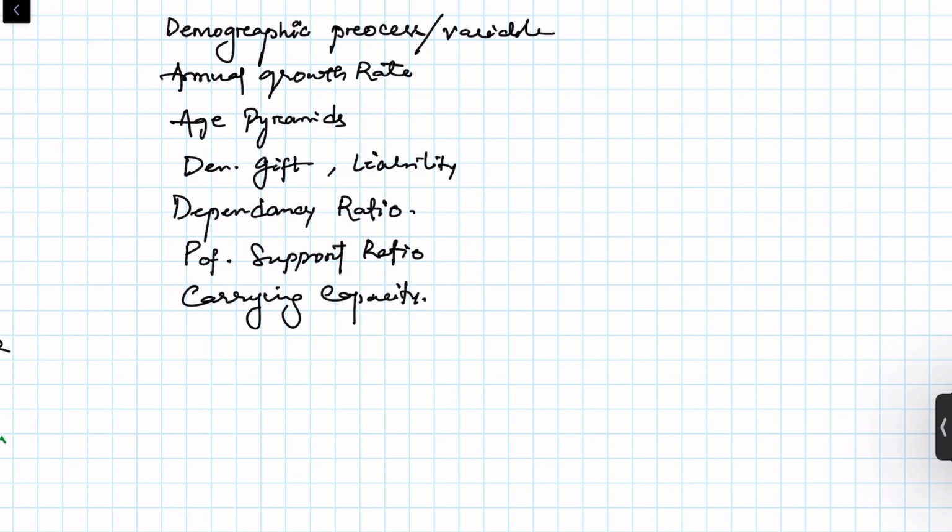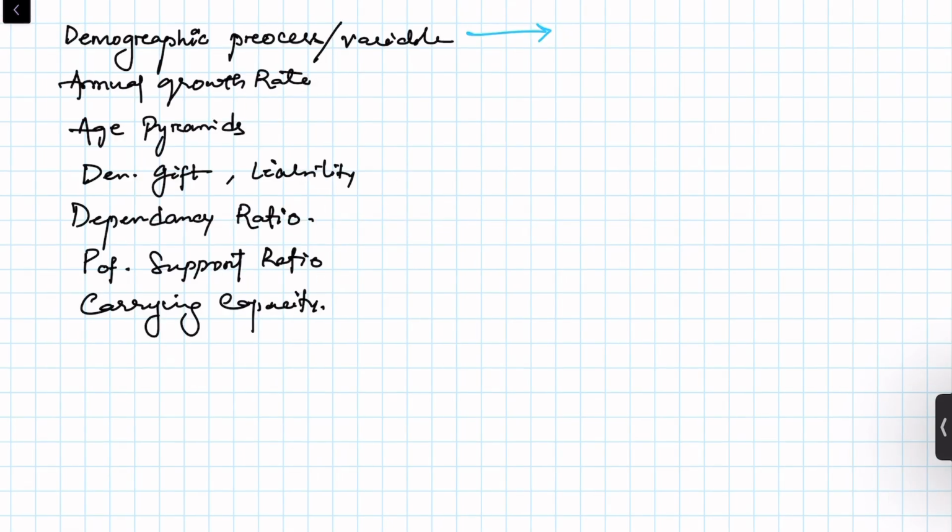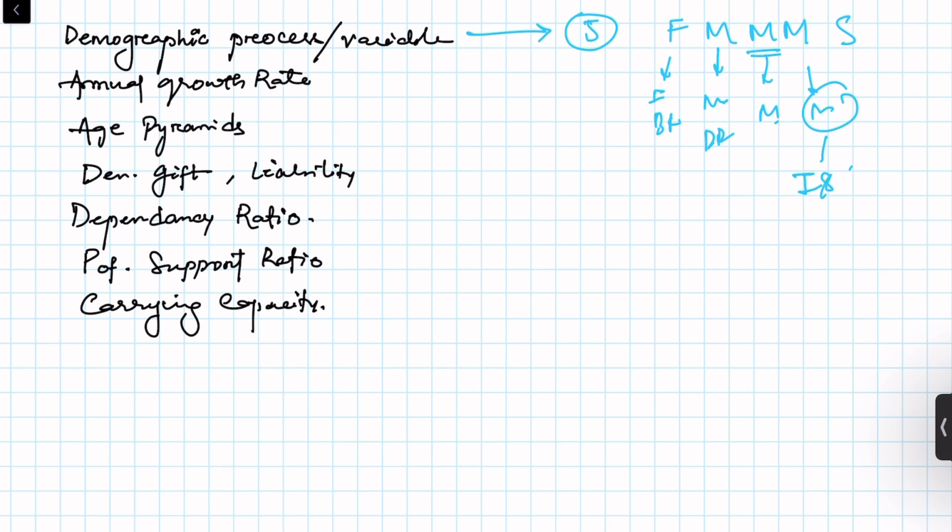So first let's see what those demographic process variables are. So what are the demographic process or variables? There are actually 5 factors. You can remember them like F, M, and S. What is F? F is fertility, that is the birth rate. Then M is mortality, that is the death rate. Then another M is marriage rates, then migration rates, and migration rate is immigration and emigration. Then coming to S, which is based on socio-economic classes.